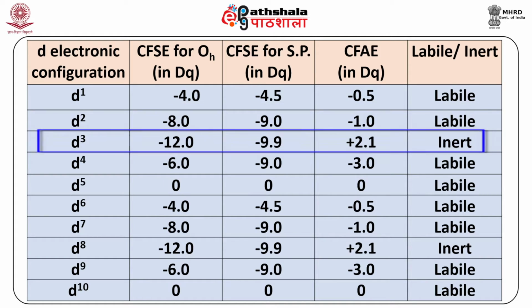dissociative mechanism. When the third electron enters, the crystal field stabilization energy for an octahedral geometry would be minus 12 Dq, while in case of square pyramidal the crystal field stabilization energy will become equal to minus 9.9 Dq, since the third electron will enter a level of minus 0.9 Dq. So, in this case overall crystal field activation energy will have a positive value, that is plus 2.1 Dq. So, in this case the molecule will not be labile for a dissociative mechanism, therefore it would be inert in nature.